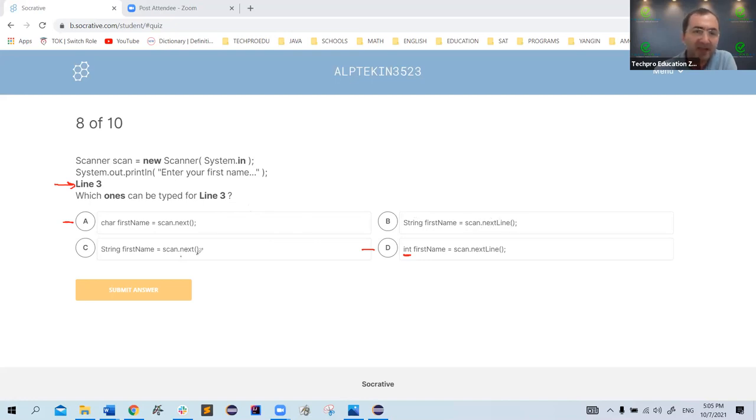Here we have the next method, and here the nextLine method. So what is the difference between them? With next, when a user enters, for example, Ali Can, this is what the user entered into the system. When we have the next method, it reads the input until a space. When it reaches a space, it stops. It takes one word.